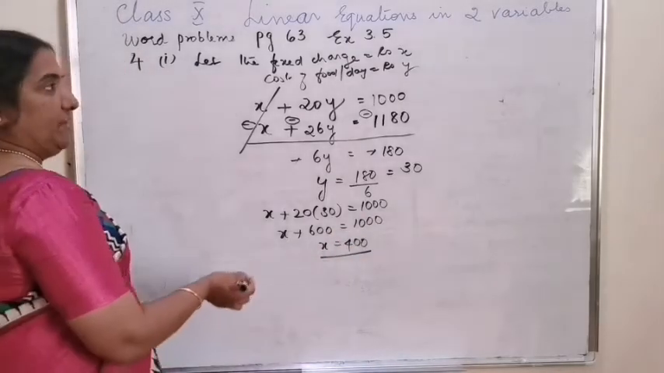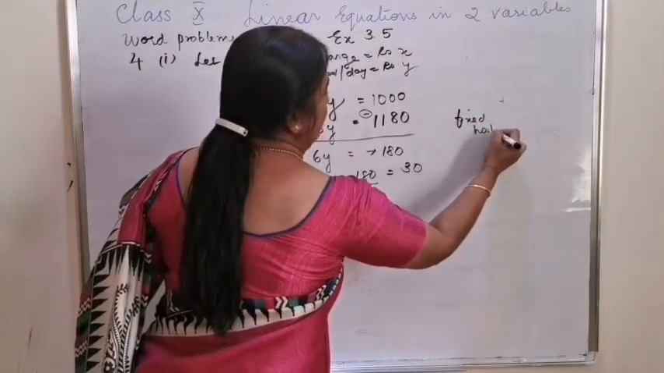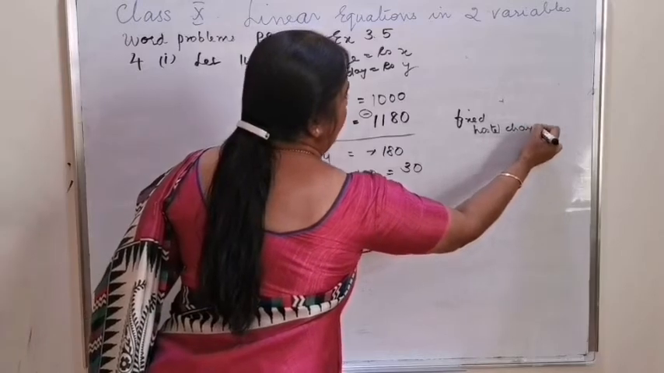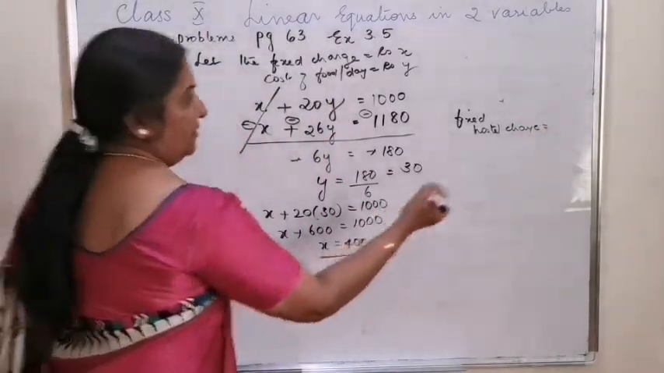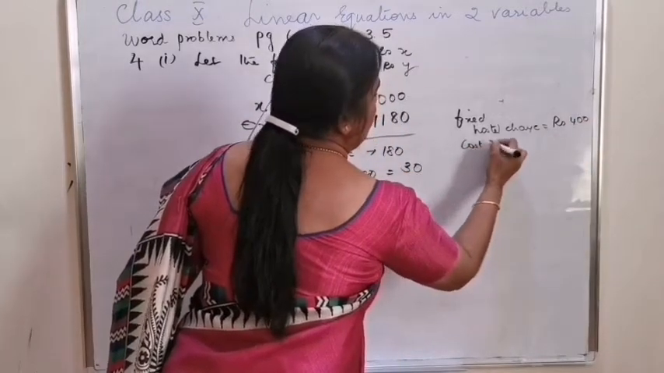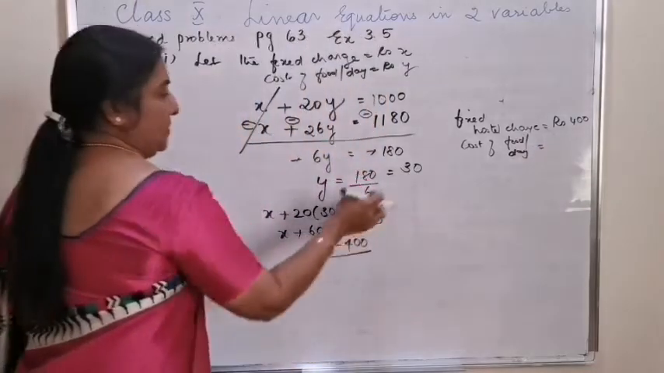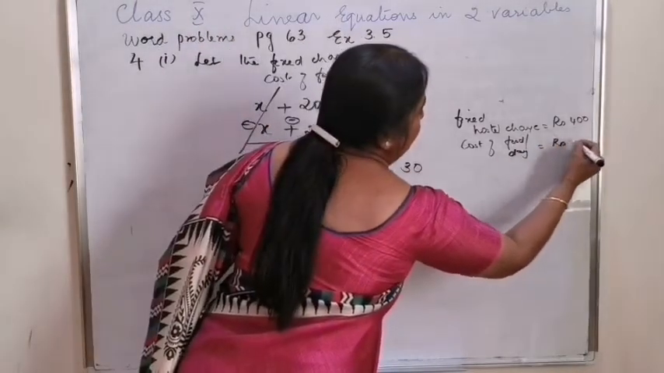So what will be the final answer? The fixed hostel charge is rupees 400 and cost of food per day is equal to rupees 30.